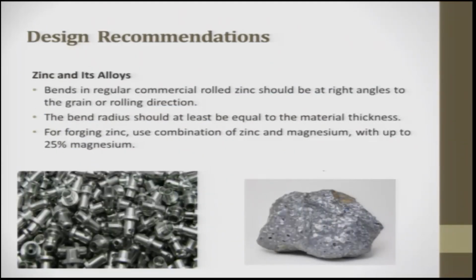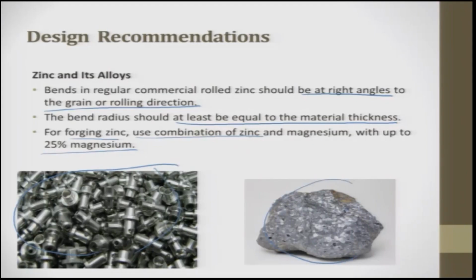Zinc and its alloys. Zinc is also nowadays becoming more general to use for various applications. Bending is regular. Commercial rolled zinc should be bent at right angles to the grain or rolling direction. The bend radius should be at least equal to the material thickness. Forging zinc uses a combination of zinc and manganese, up to 25%. These are some of the nipples which are made out of zinc for various applications. This is a zinc alloy.